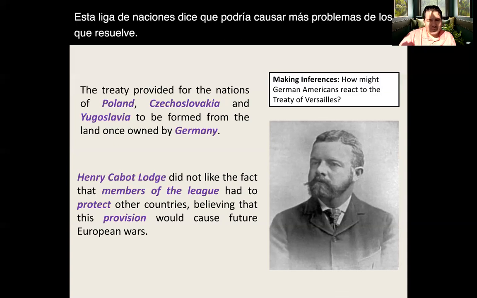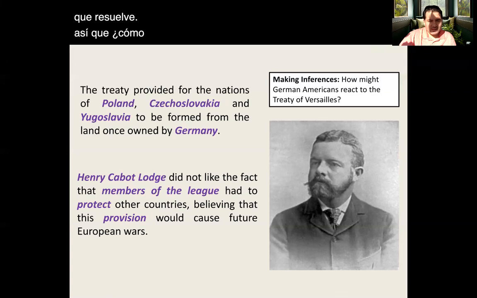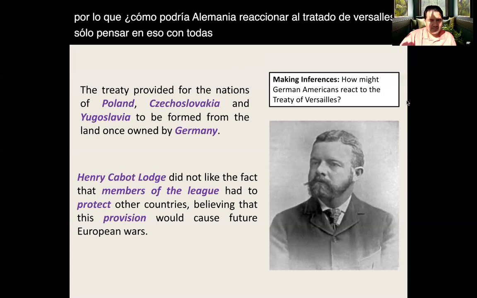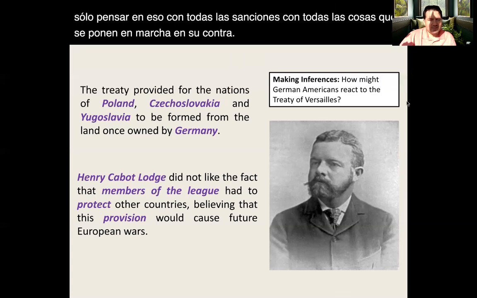So how might Germany react to the Treaty of Versailles? Just think about that with all the sanctions, with all the things that are put in place against them, as we just discussed.